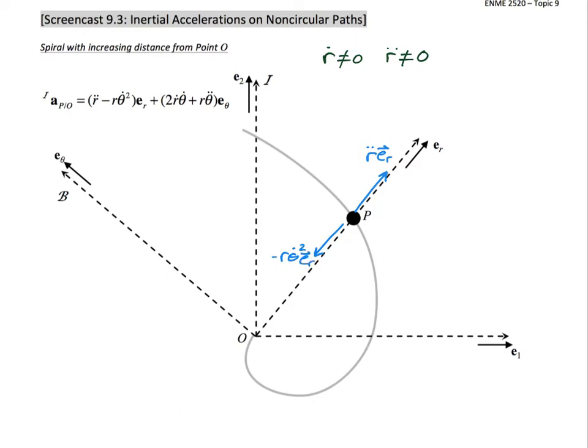And we've established that that's the centripetal acceleration. It deals with a change in direction if you're on a circular path. So that's what we're accounting for, the circularity of the motion, in this term in the e_r direction.